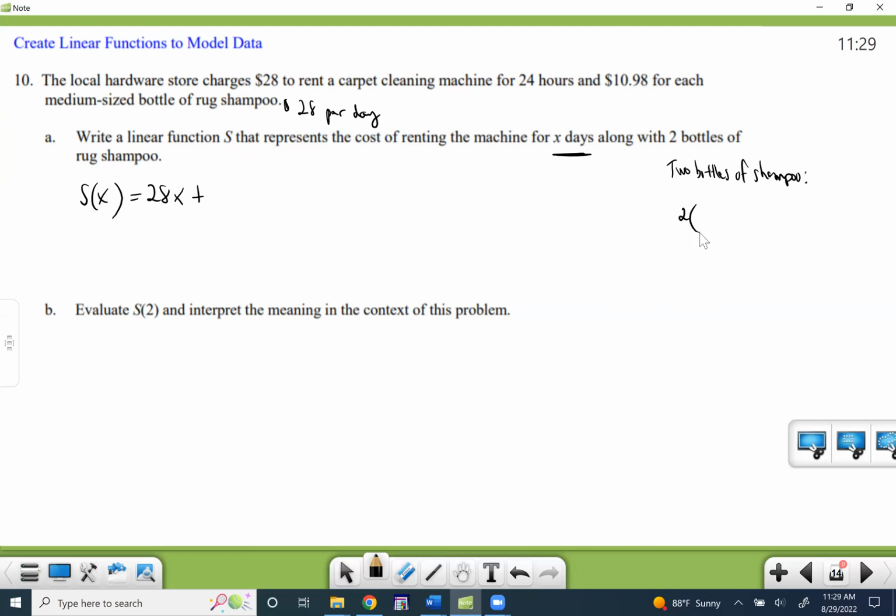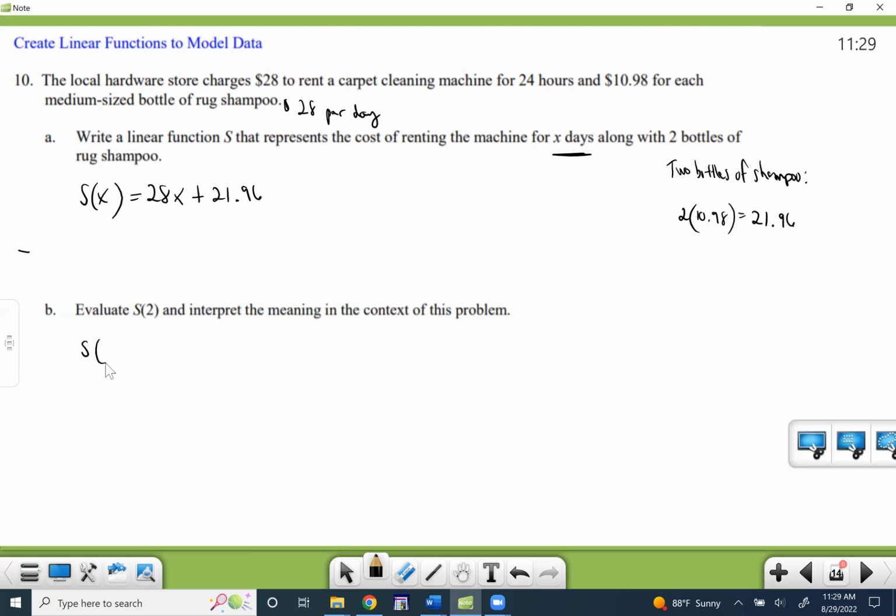That's going to be 2 times $10.98. Okay. So if we do 2 times 10.98, $21.96. Okay. So that's how much we would have spent on shampoo. So let's add that to the bill. All right, so there's our equation for how much it's going to cost to rent this machine and get some shampoo. So it says evaluate S of 2.